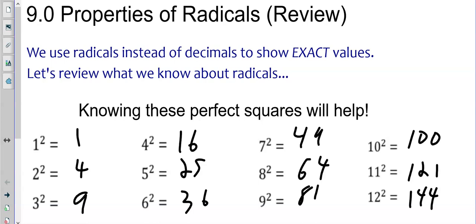We're going to be using these numbers a lot. You're going to want to reference these in a procedure to simplify radicals, which we're getting to here. I'm going to move on. You might want to hit pause and just copy these down.